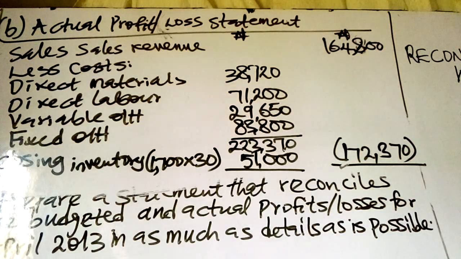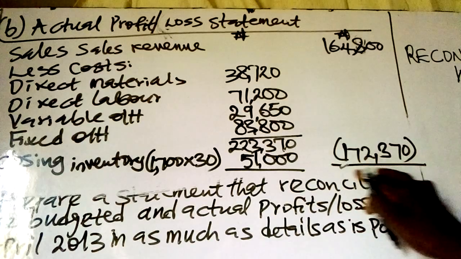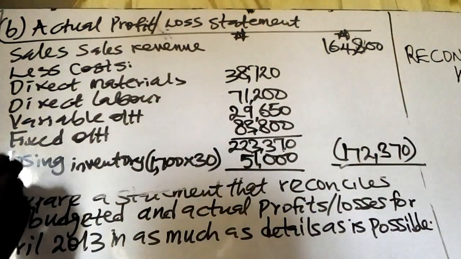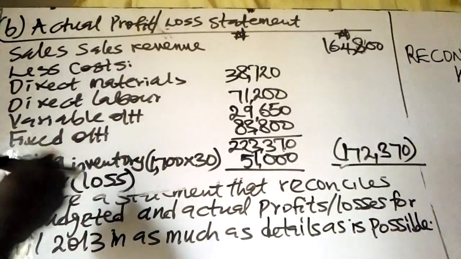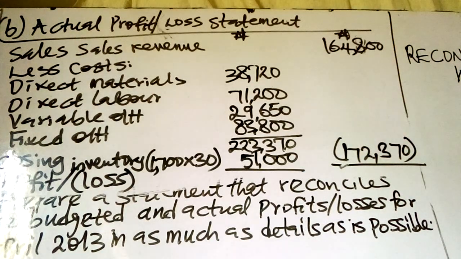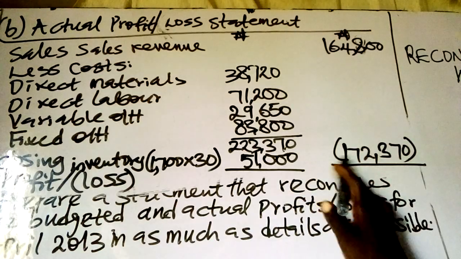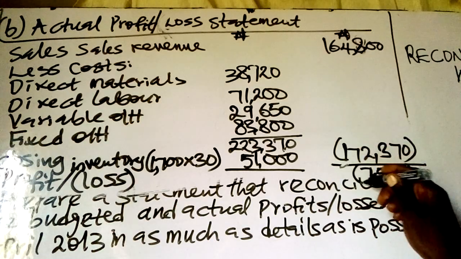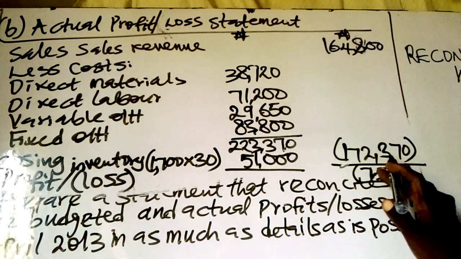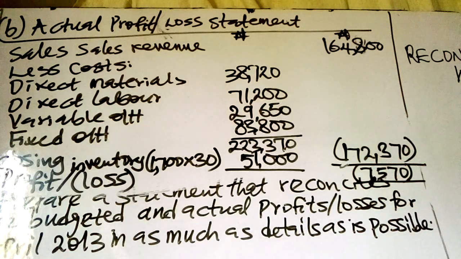So the cost exceeds revenue. So that means we have profit or loss. In this case, this will be a loss. By putting loss in brackets, that means where it is negative, it will be a loss. 164,800 minus 172,370, then you'll be left with a difference of 7,570. This is a loss. That is why I put it in brackets. 7,570 is the actual loss for the period.